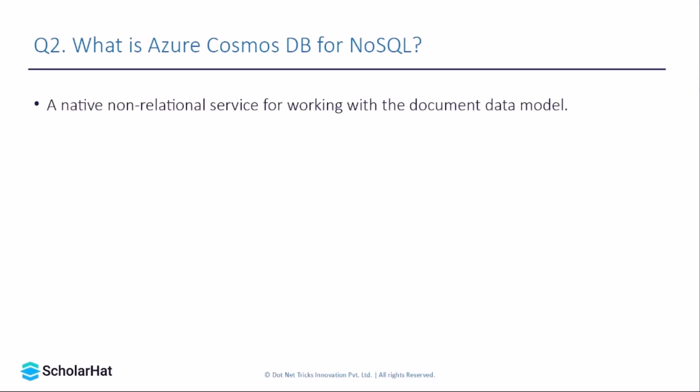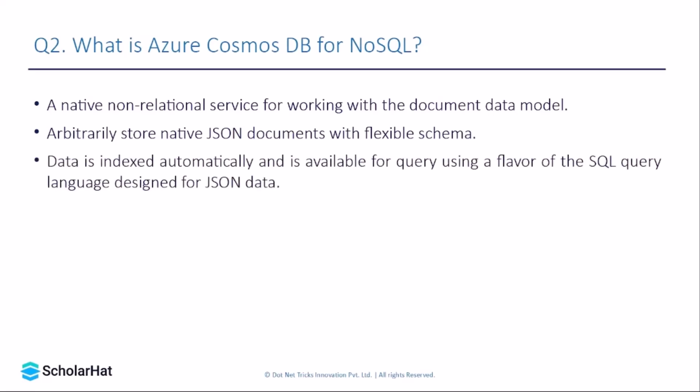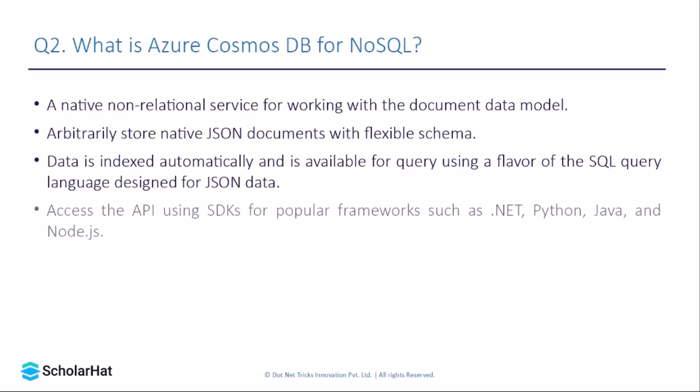Azure Cosmos DB for NoSQL is a native non-relational service for working with column or document data model. It stores native JSON documents with flexible schema, and data is indexed automatically and available for query using a flavor of SQL query language designed for JSON data. It accesses the APIs using SDKs for popular frameworks such as .NET, Python, Java, and Node.js. In simple terms, you can say that Azure Cosmos DB for NoSQL is basically a native non-relational service.